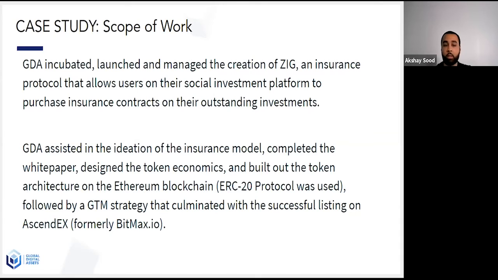And so we assisted in creating the ideation of the insurance model, and completed the white paper. The design of the insurance was created, and then the token economics, and then we built the token out on ERC20, which is Ethereum. And then we followed up with a go-to-market strategy that culminated in the listing on BitMEX, which is now Ascendex. And so we did this, and they, go to the next slide, please.